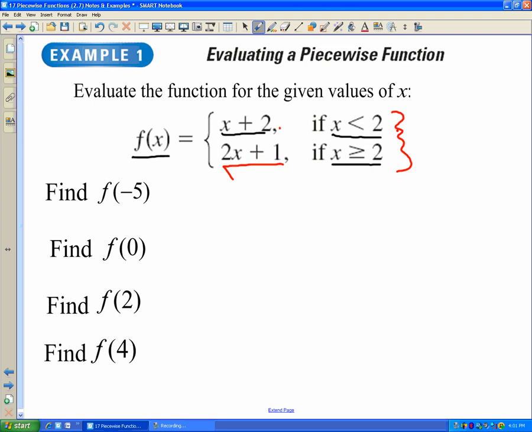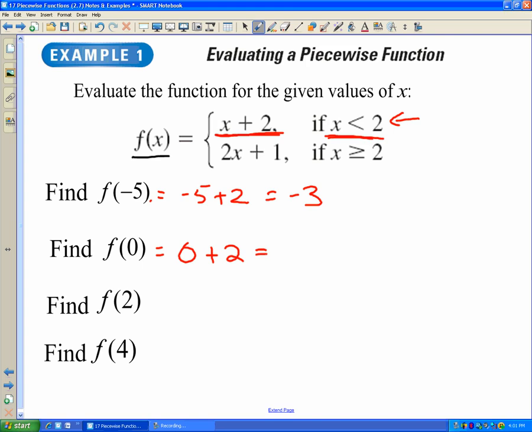So f of negative 5: negative 5 is less than 2. So I need to do negative 5 plus 2. I use this top because that goes with this particular part of the domain. So negative 3 is my answer. f of 0, again, this is still less than 2, so I still use x plus 2. So this is 0 plus 2, and then this is equal to 2.